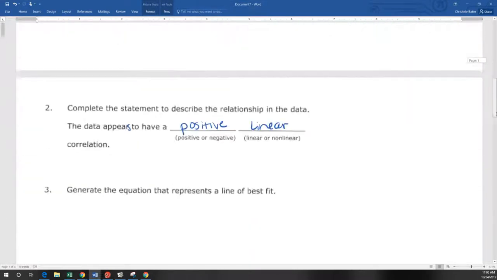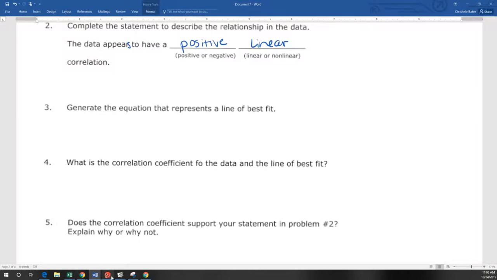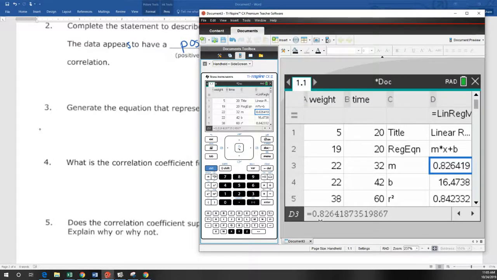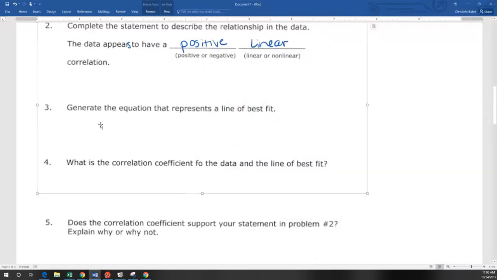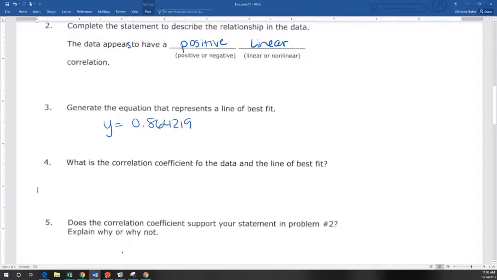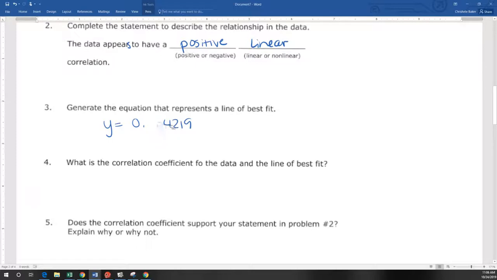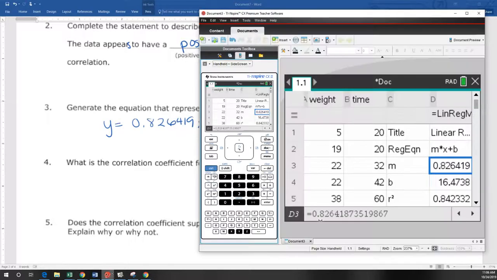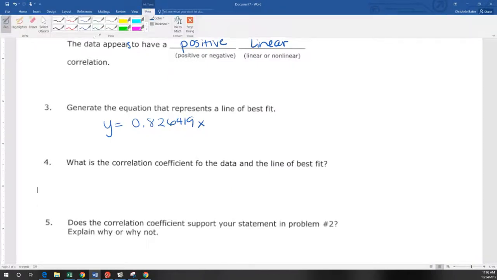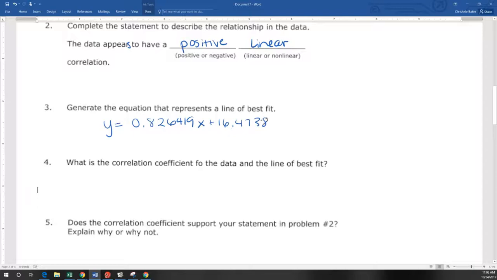Okay, so let's go down here. So my equation again was y equals 0.826419x plus 16.4738. Did I get that right? 4738. I did.